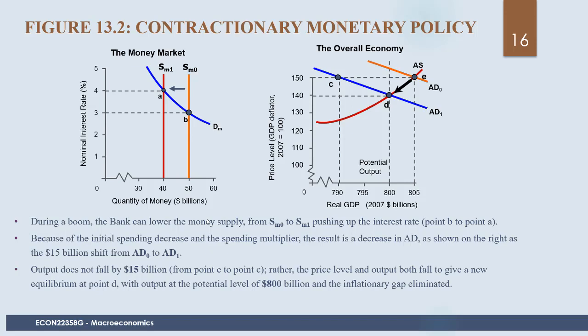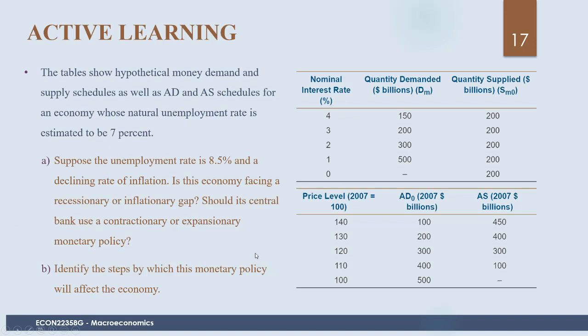And how much lending and how much money will be created as part of the money creation process. Okay, so here's an active learning question. What I want you to do now is hit pause and read the question over, and then we'll take up the answer. Okay, so here in the tables, we have the nominal interest rate, the quantity demanded of money and the quantity supplied of money.